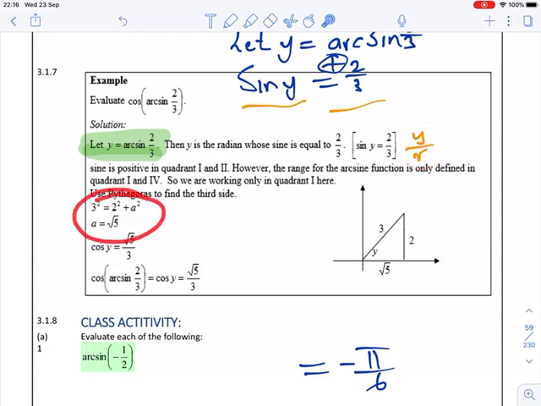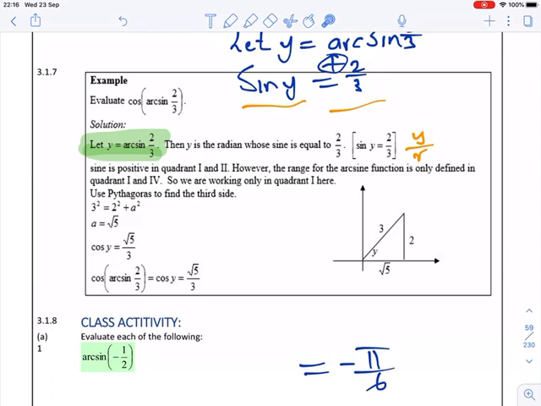Go to Pythagoras, work out the side that you need now, which is the x, and that is square root 5. And then what is the question? They actually want the cos. So now we just read the cos from our drawing, and the cos will be square root 5 over 3. So that will be our final answer.